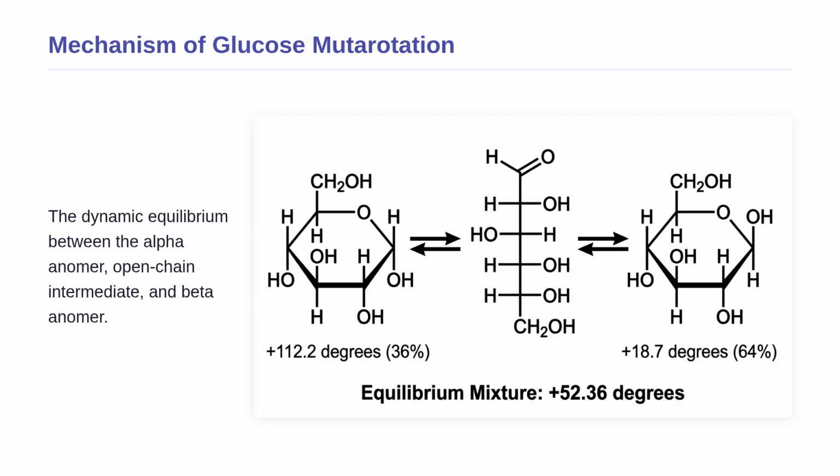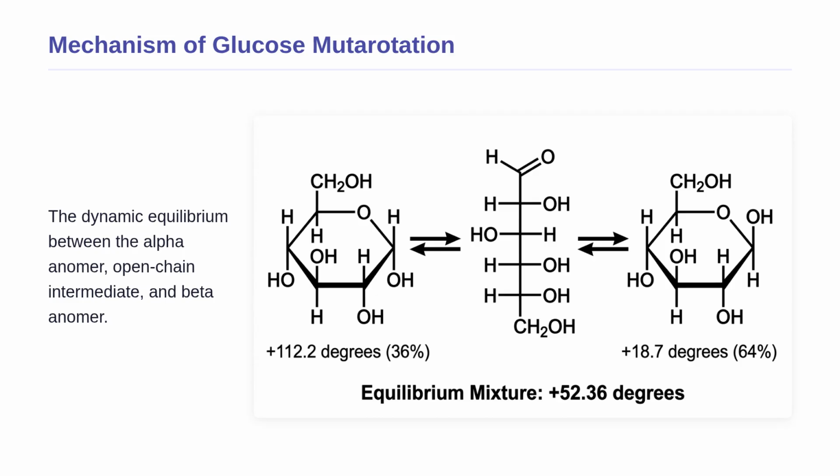Let us visualize everything we have learned so far in this diagram. On the left, you see the ring structure of the alpha anomer, which contributes a high rotation of positive 112.2 degrees. On the right is the beta anomer, with a lower rotation of positive 18.7 degrees. Notice the straight chain intermediate in the very center. The bold, double-headed arrows connecting them are crucial. They represent the dynamic, continuous opening and closing of the rings. The percentages show that the beta form is slightly more favored, making up 64% of the mixture.